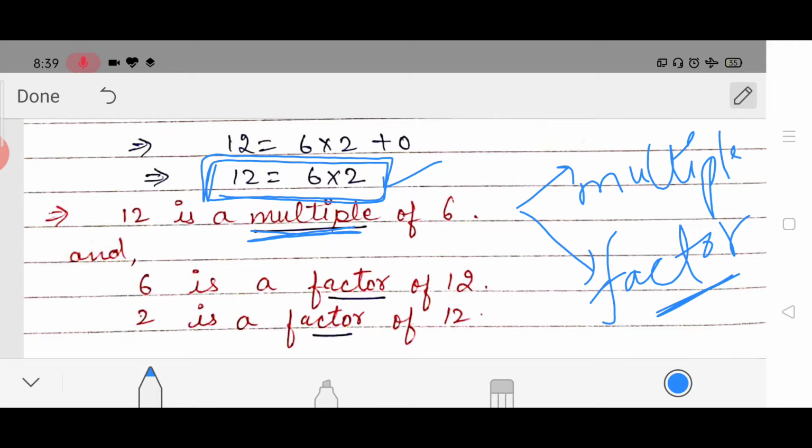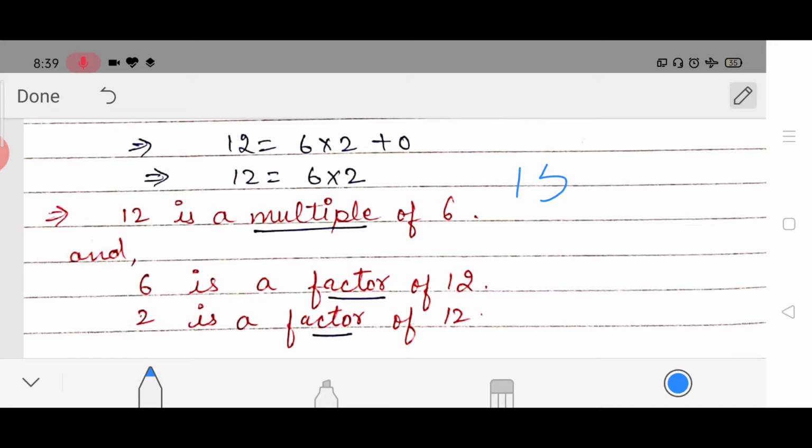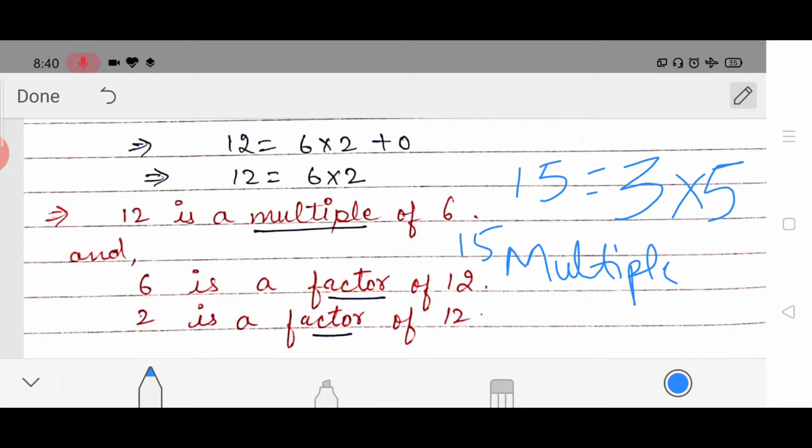For example, if you have another number, let us say 15, 15 is equal to 3 into 5. So the first term is multiple. We can say 15 is a multiple of 5 because 15 comes in the table of 5, and its reverse will be 5 is a factor of 15. These are the two terms used here.